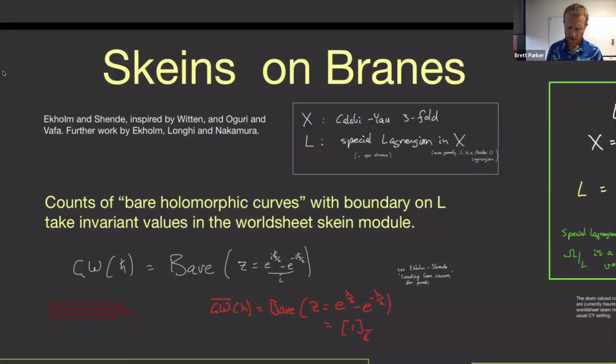Okay, so Ekholm and Shende tell us that to count holomorphic curves and get something invariant, you have to have counts taking values in a skein module on this Lagrangian.